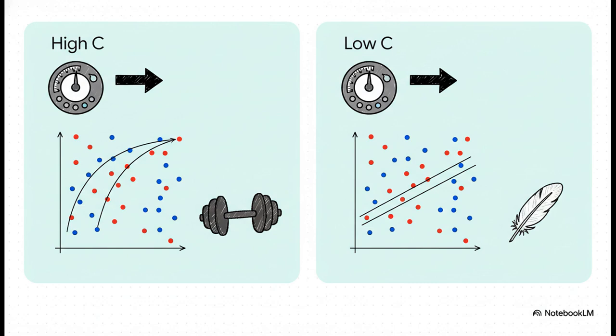If you crank C way up, you're telling the model, hey, mistakes are super expensive. Avoid them at all costs. And so it starts acting a lot more like that strict, hard margin perfectionist. But if you turn C way down, you're basically saying, look, a few mistakes are no big deal. Just focus on getting a nice, wide, stable margin. This lets the model ignore the outliers and generalize better, which just means it'll perform way better on new data it's never seen before. It's all about finding that perfect balance.